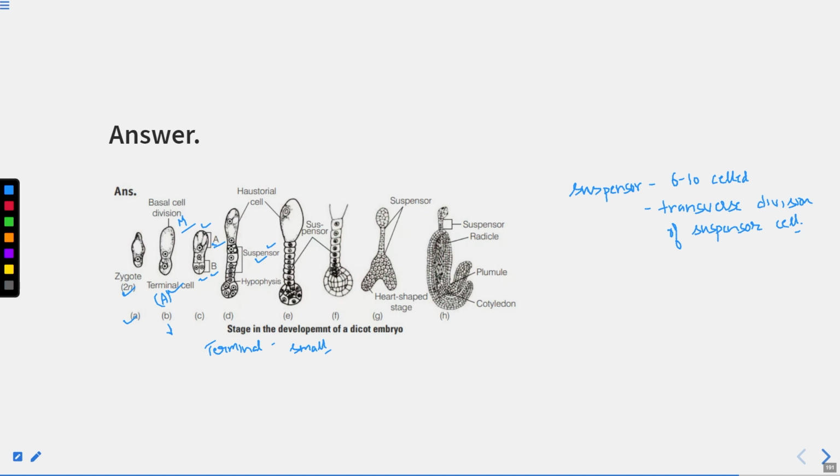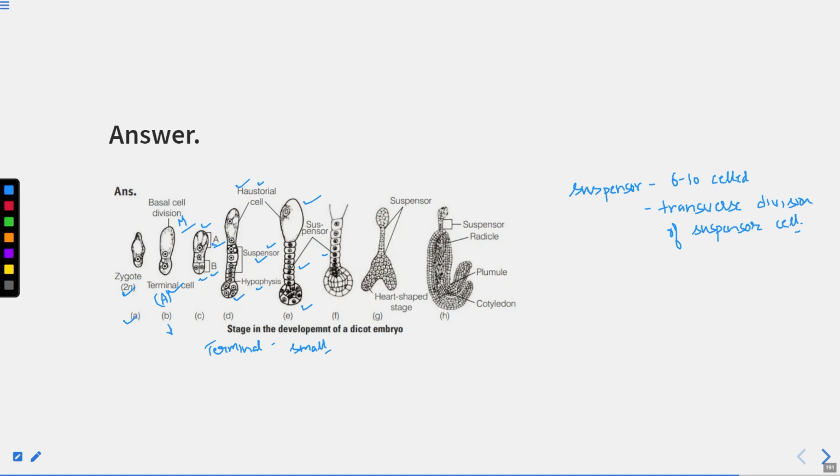Then the uppermost cell or the first cell of the suspensor is known as haustoria. And the lowermost cell, or the basal cell, is known as hypophysis. So the lowermost cell of the suspensor is known as hypophysis and the first or the uppermost cell is known as haustoria. Here you can see, after this suspensor, these both are the suspensor cells. This is the haustoria, this is the hypophysis.